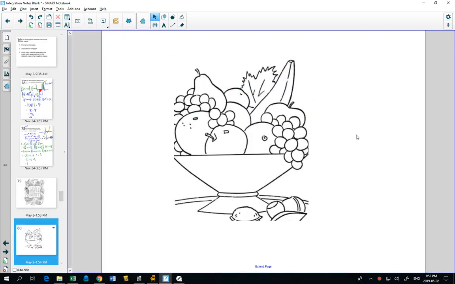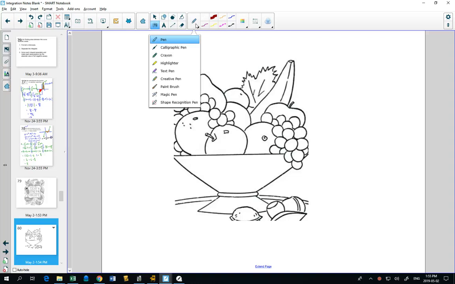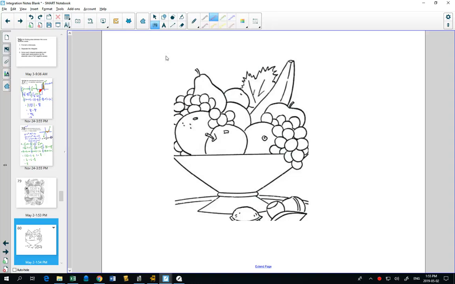All right, so Jillian's first. You come up, grab a pen. If you can't reach, you might have to jump. So grab a pen, click on the pen thing up there, and then click on crayon, and then choose your color.